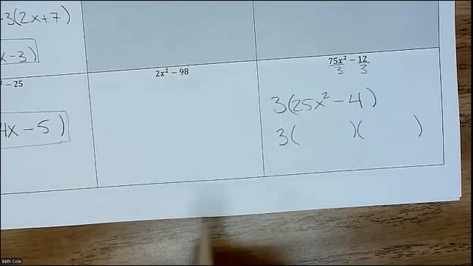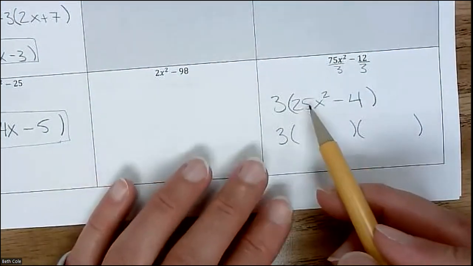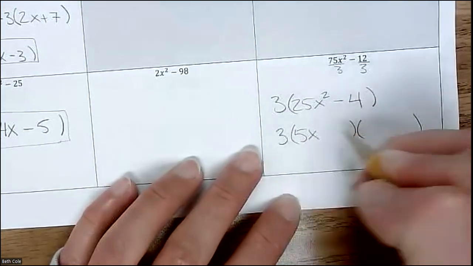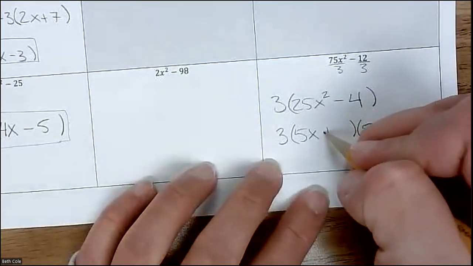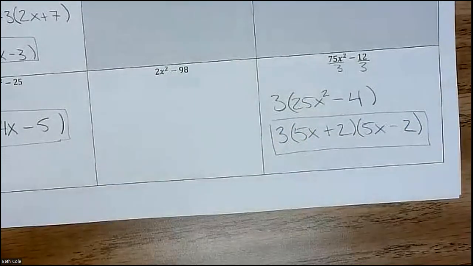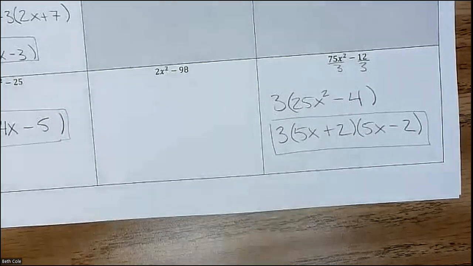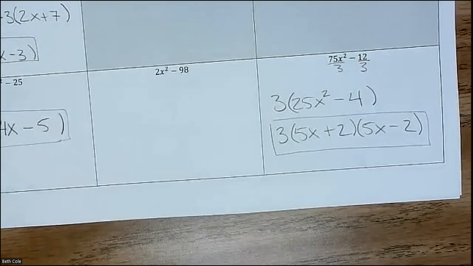And it's really similar to the first one we did. How would this split? 5x. And then square root of 4 is 2. So plus 2 minus 2. So you add. It was a 2-step problem. First, we took out the greatest common factor that was 3. And then we did the difference of squares, split the other part.